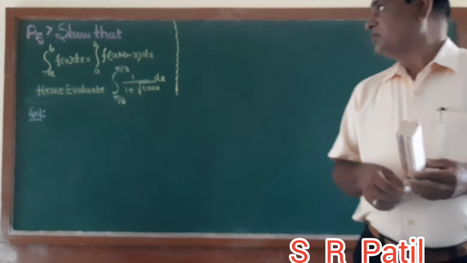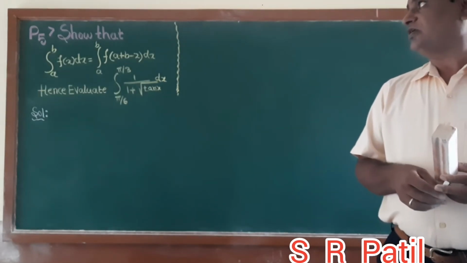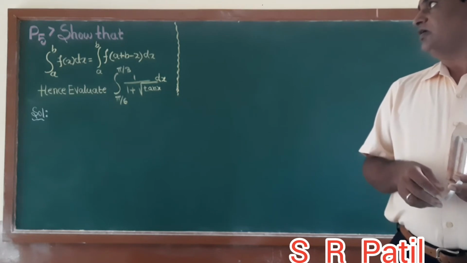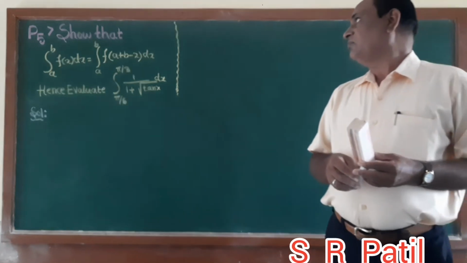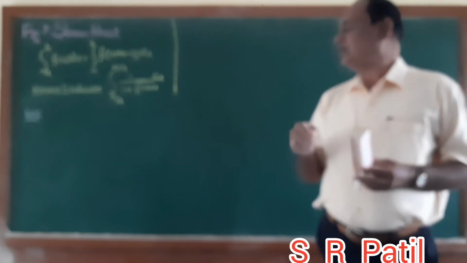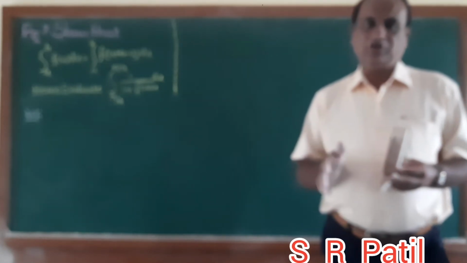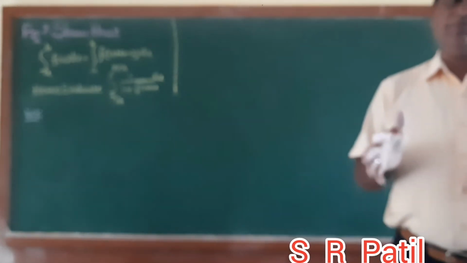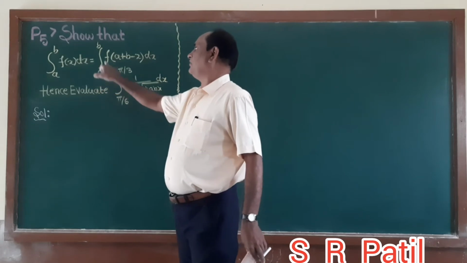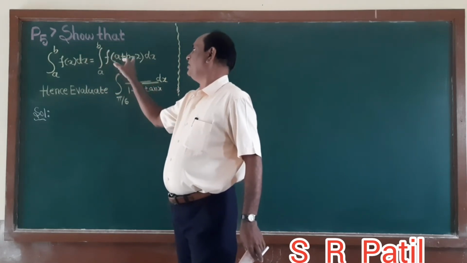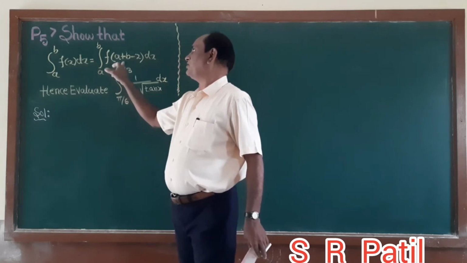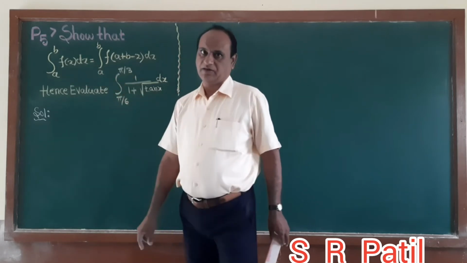The meaning of this property: integral a to b f(x) dx is equal to integral a to b f(a plus b minus x) dx. That is, x is replaced by lower limit plus upper limit minus x, that is a plus b minus x.